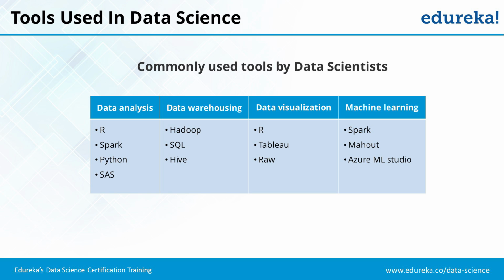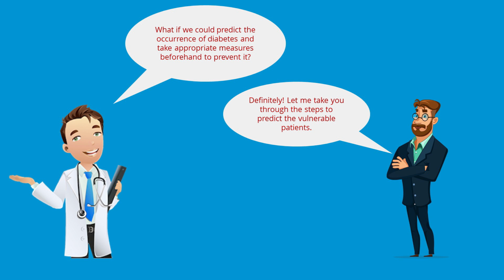Now we move on to the life cycle of data science. We will look at how a data science project is executed and what the steps are in solving a data science problem. This is an interesting example. What if we could predict the occurrence of diabetes and take appropriate measures beforehand to prevent it? And this gentleman is saying that definitely, let me take you through the steps to predict the vulnerable patients.